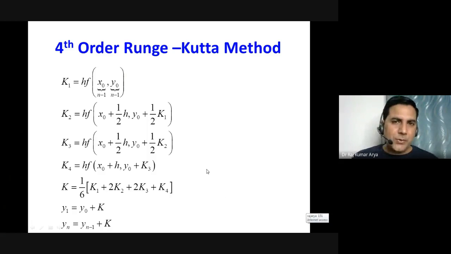So this is your fourth order Runge-Kutta, generally known as the Runge-Kutta method. You are calculating K1 here, so this is h times f naught. Then K2 is h times f at x naught plus half of h and y naught plus half of K1. Then K3 is at x naught plus half of h and y naught plus half of K2. Then K4 is at x naught plus h and y naught plus K3. So you get the final y from 1 by 6 of K1 plus 2 K2 plus 2 K3 plus K4.